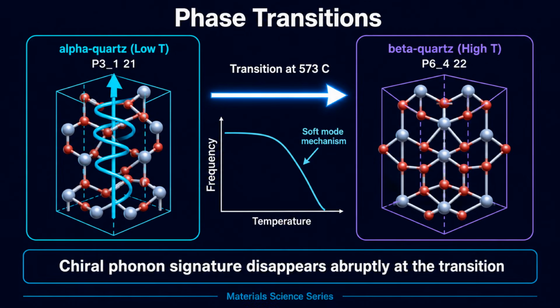Structural phase transitions can destroy phonon chirality entirely. Alpha quartz transforms to beta quartz at 573 degrees Celsius. The alpha phase has space group P3121, while beta quartz has space group P6422. At the transition, the phonon spectrum reorganizes and chiral phonon signatures change abruptly. This is accompanied by soft mode behavior as the transition is approached.